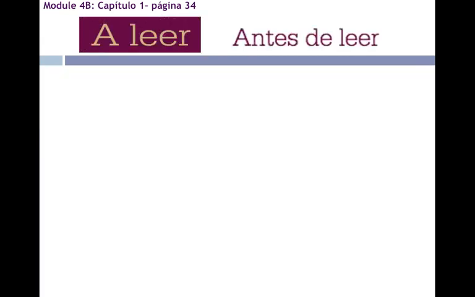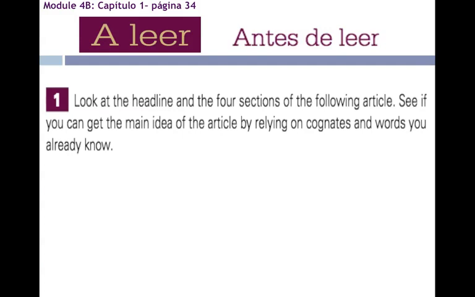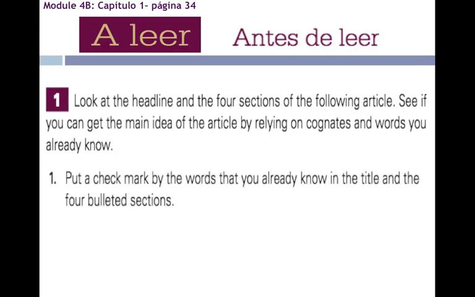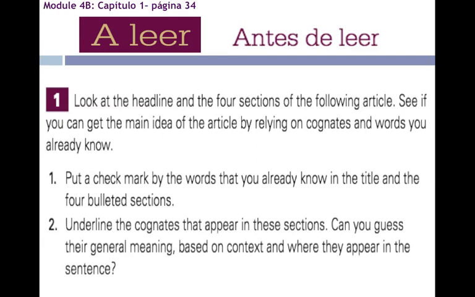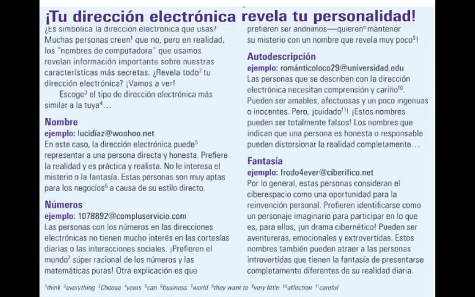So we're going to use that estrategia. We're going to look at the headlines of the 4 sections of the article, and you're going to see if you can get the main idea of the article by relying on cognates and words you already know. As we do the reading together, you're not going to put a check mark by words that you already know. I just want you to look at the titles and say cognates that you think are equivalents to English, and just say them aloud, see if you can guess. Muy bien, aquí está el artículo en página 35.